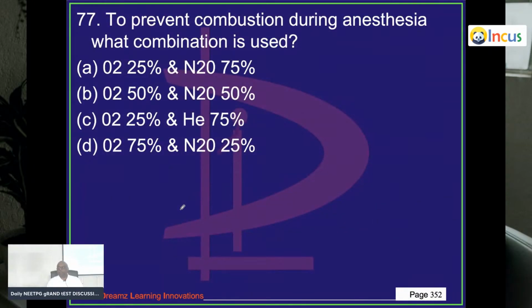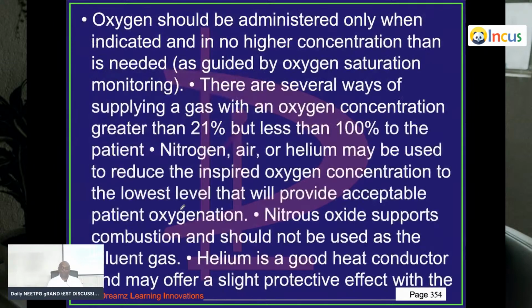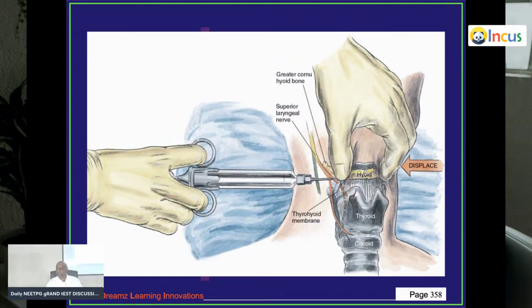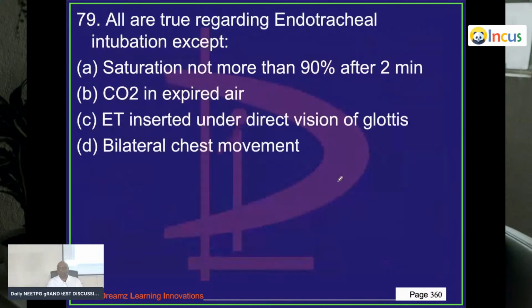To prevent combustion during anesthesia, what combination? Oxygen 25, helium 75. Now, what is the landmark of superior laryngeal nerve block? Come on, Diksha. Greater cornu. See, this is the hyoid bone, no? The injection is given near the greater cornu of the hyoid bone for the superior laryngeal nerve. ठीक है?